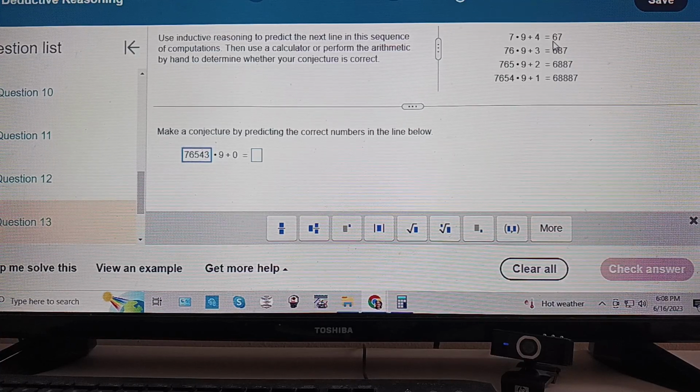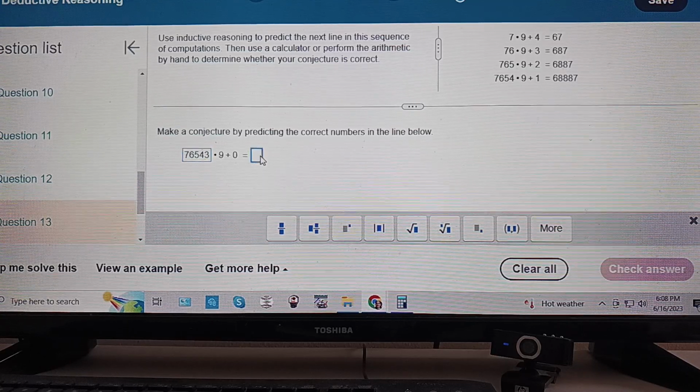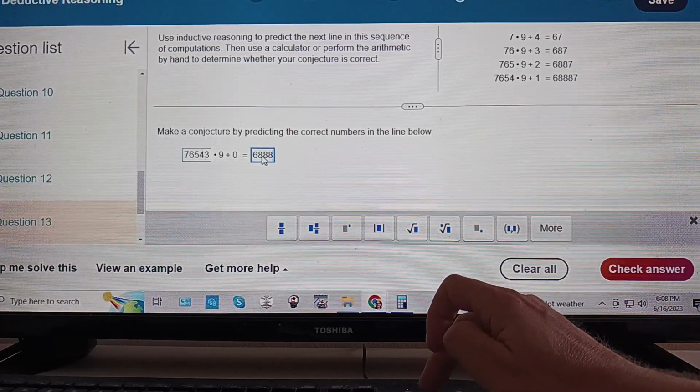On the right side, it started off 67, then 687, and 8 suddenly appeared in the middle. 6887, 68887. The 6 is always first, the 7 is always last. And then first there was no 8s, then 1, then 2, then 3. So mine should be a 6 with 4 8s before I get the 7.